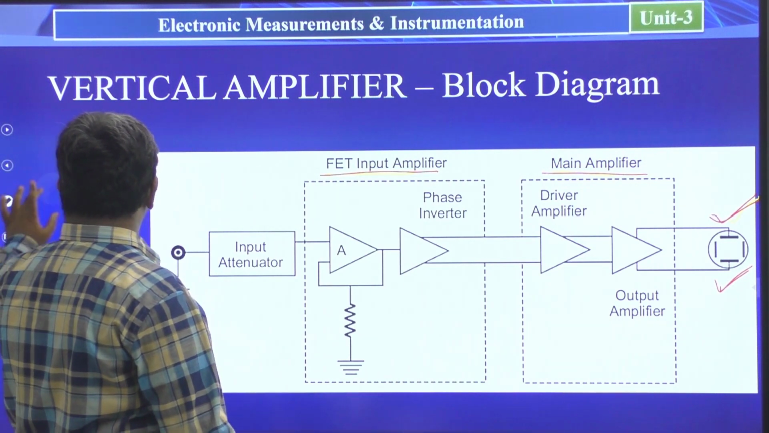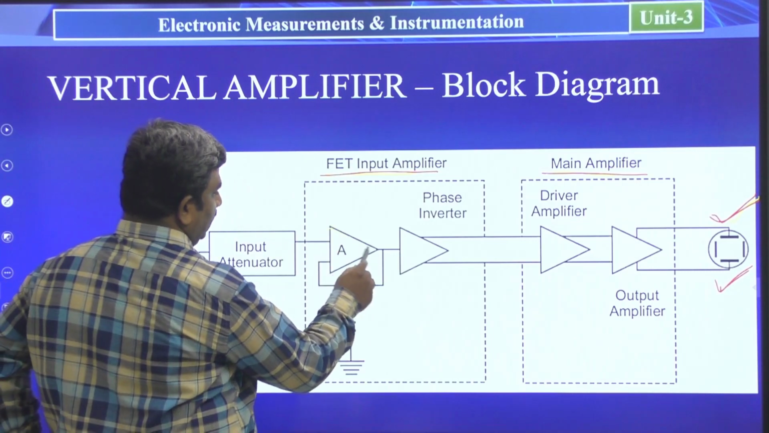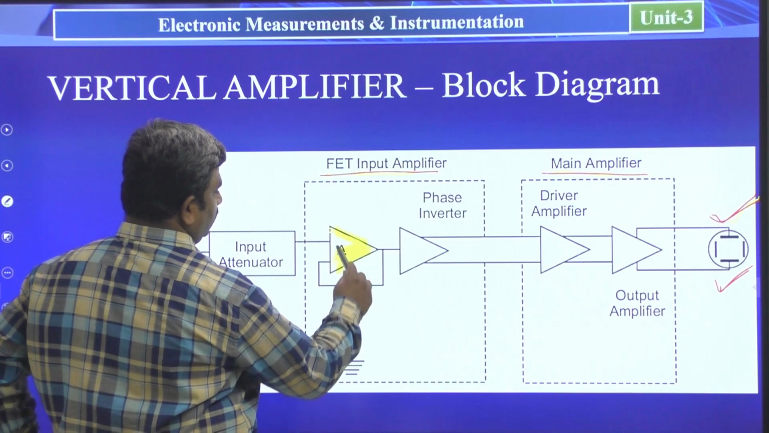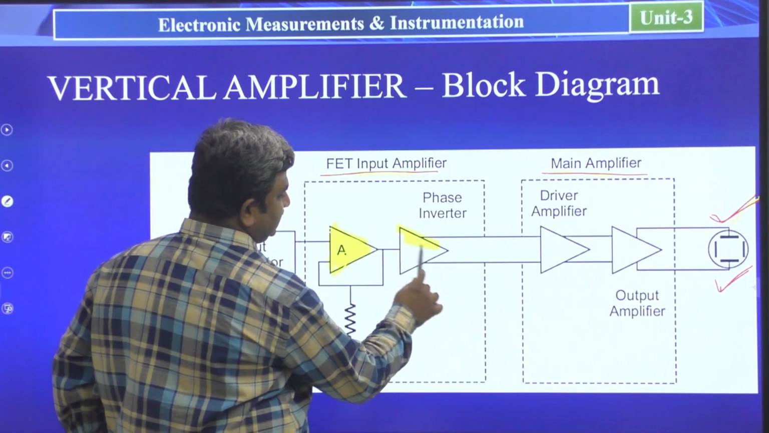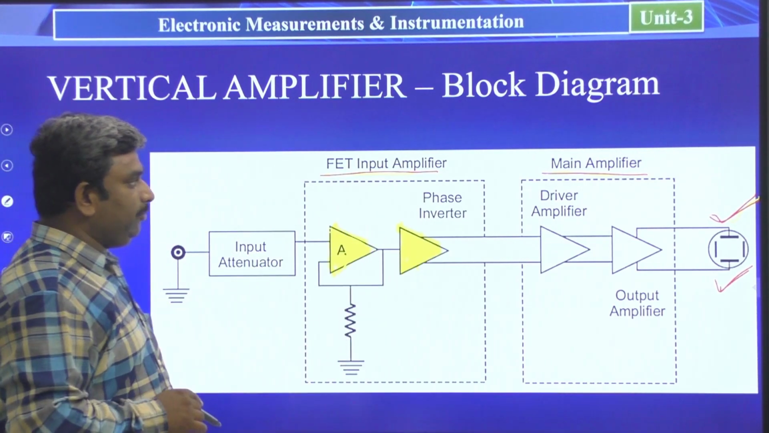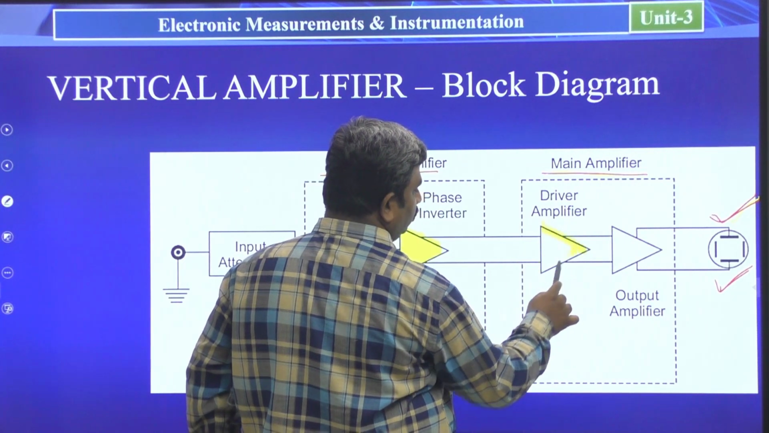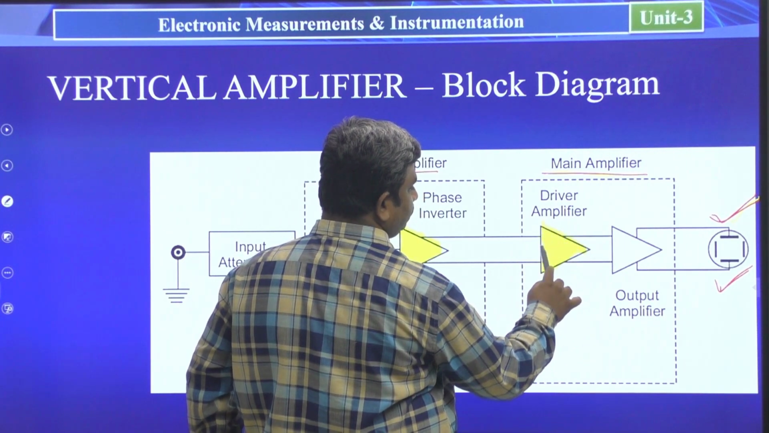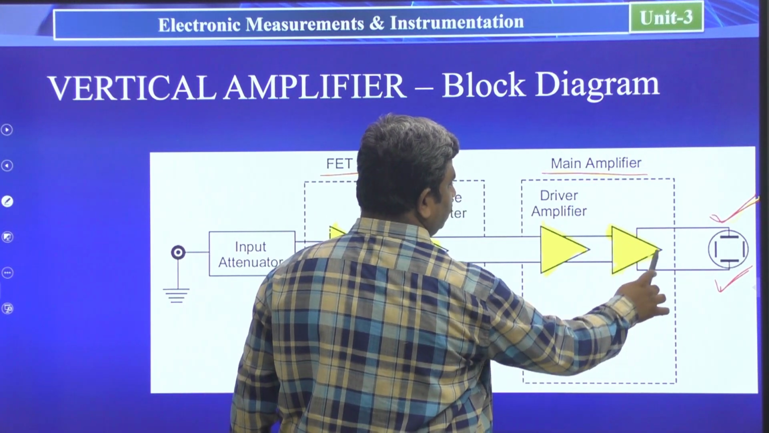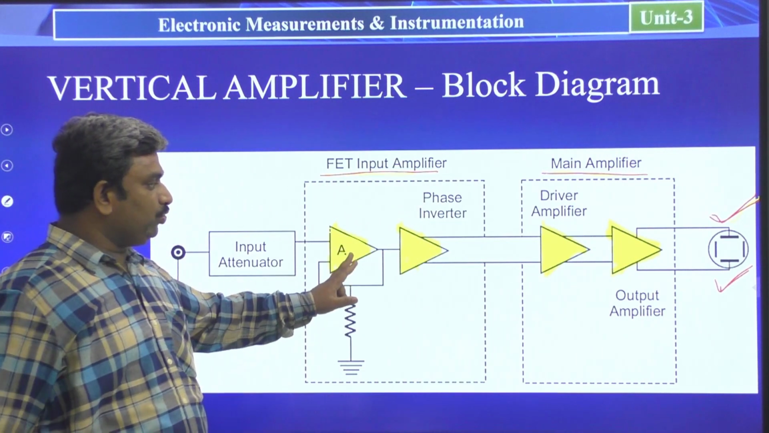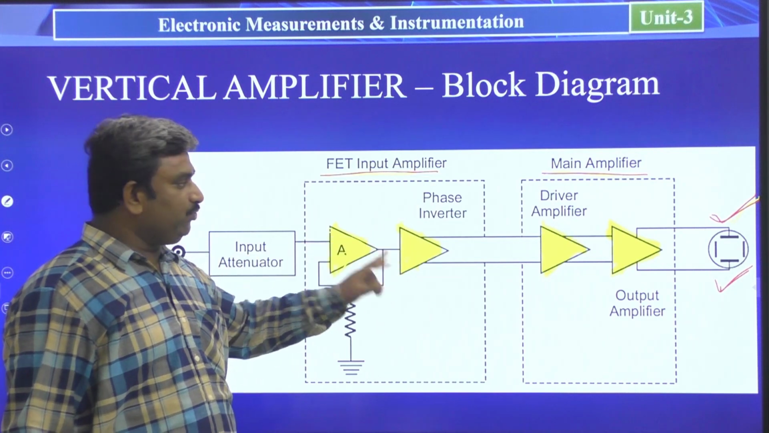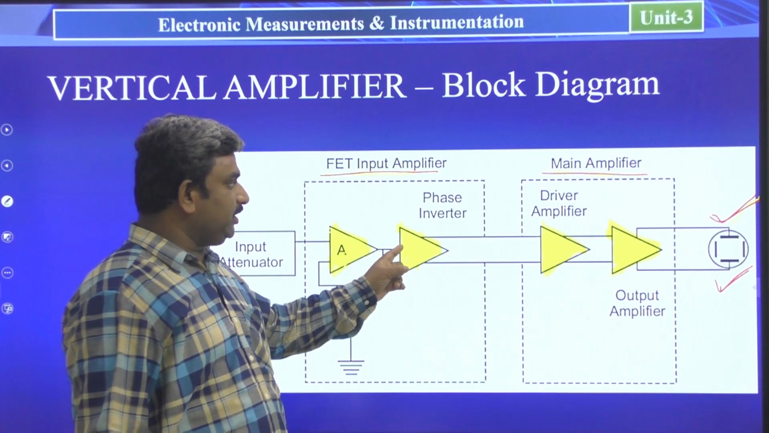Here we have used one amplifier. So this is the first amplifier and this is the second amplifier. Two amplifiers we have used in the FET input amplifier section. Here we have two amplifier sections available at the main amplifier side. The first one is this A we have represented here. The second one, the phase inverter, we have represented here. This is not an amplifier, this is an inverter circuit.